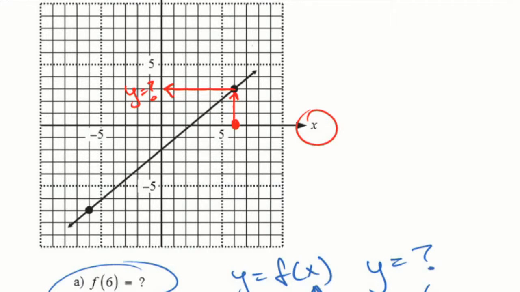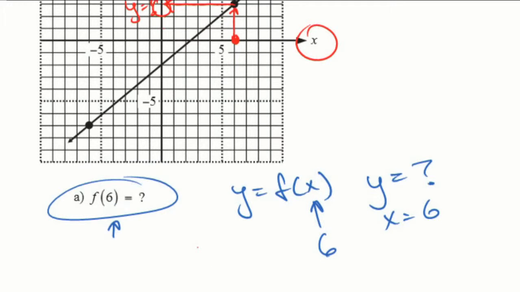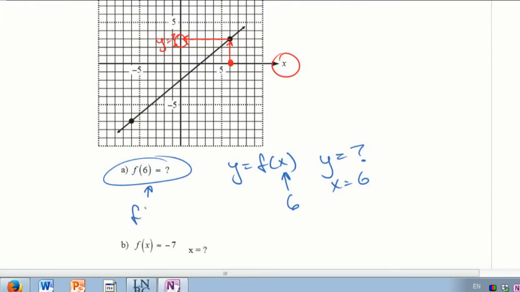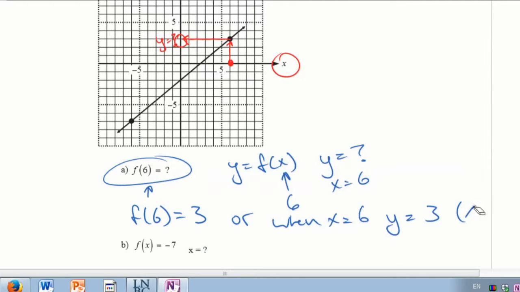Remember, this equation is this line here. The line represents the equation. So I'm saying, okay, f of 6, x is 6, what does y equal? In this case, I'm going to read off this point as 1, 2, 3. So I would write this as f of 6 is equal to 3. Or, when x is 6, y is equal to 3. I have an ordered pair, 6, 3.